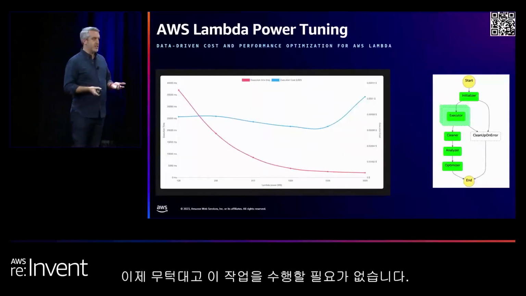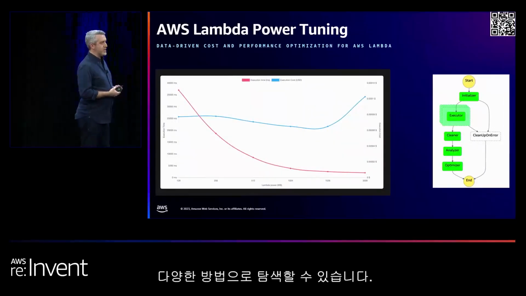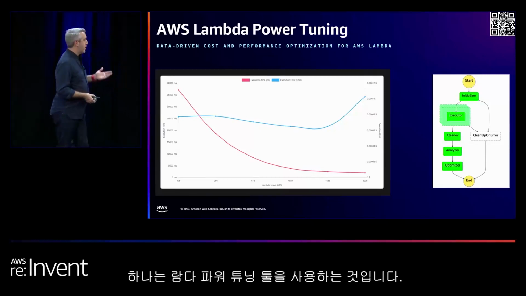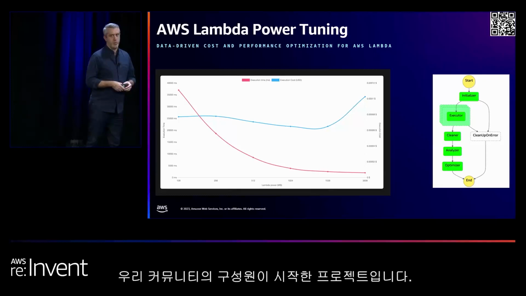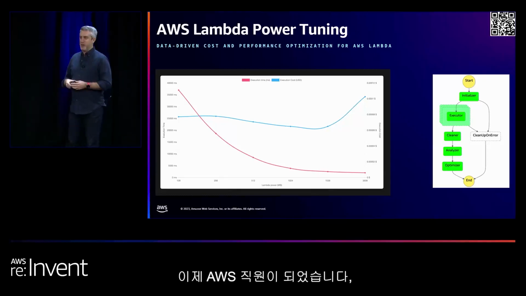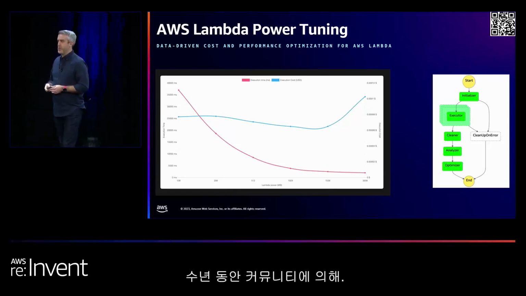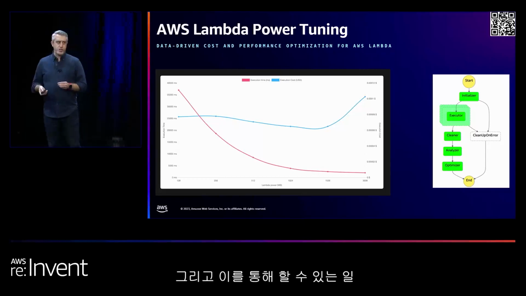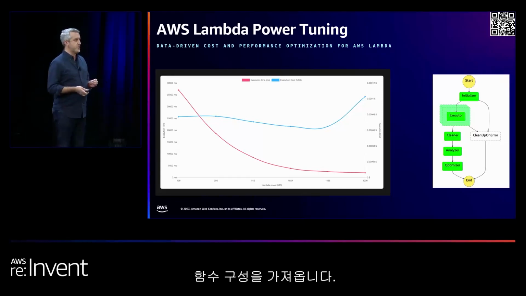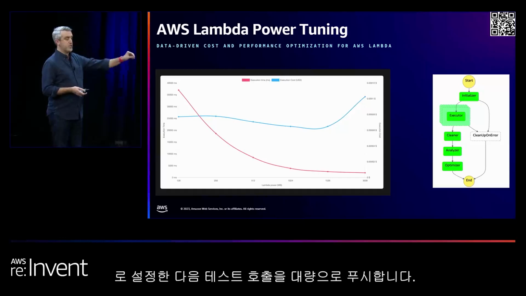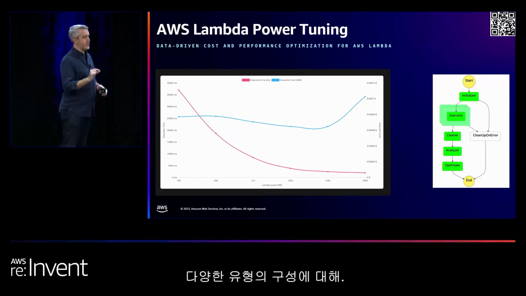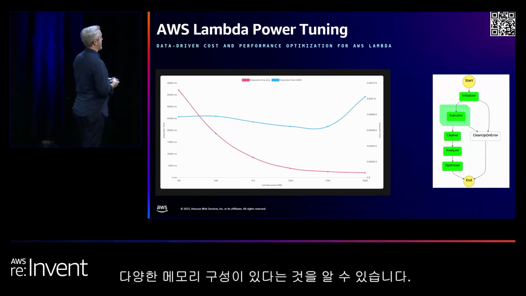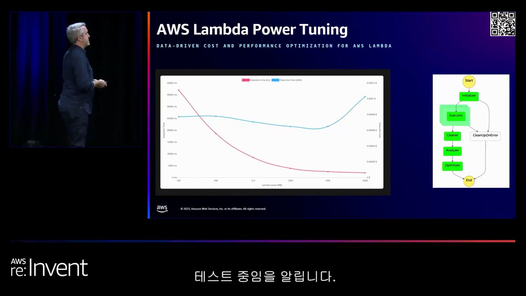Now, you don't have to blindly stumble into doing this. We've got a number of ways that you can explore it. One is with the Lambda power tuning tool. This is an open source project that was started by a member of our community who's now a member of AWS staff, but it's been wonderfully supported by the community for many years. What it allows you to do is take a function configuration and then push a bunch of test invocations at it, and then you can have it test for different types of configurations.